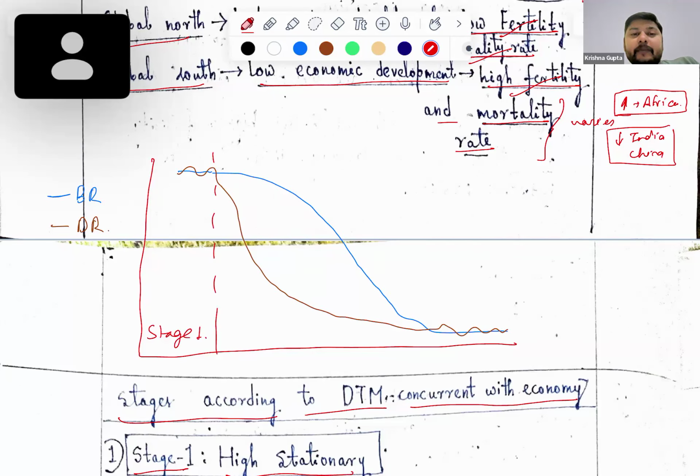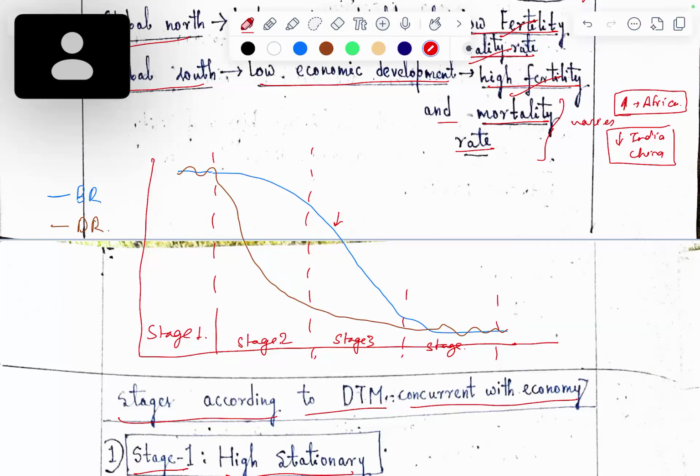Then here we'll see that the death rate has declined, so this is stage two. Here the birth rate is starting to decline, so this is stage three. Now here we'll see that this is stage four, where there is low birth rate and low death rate.